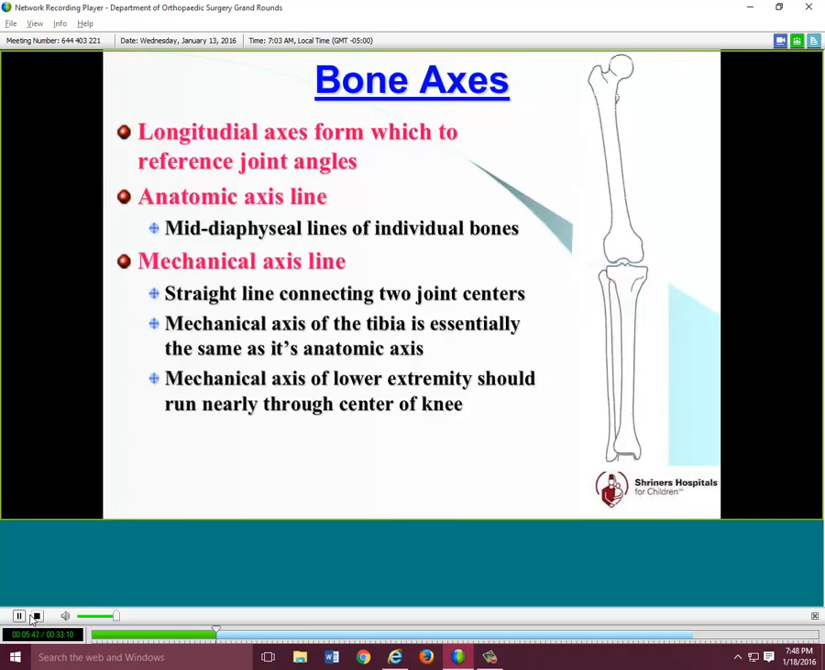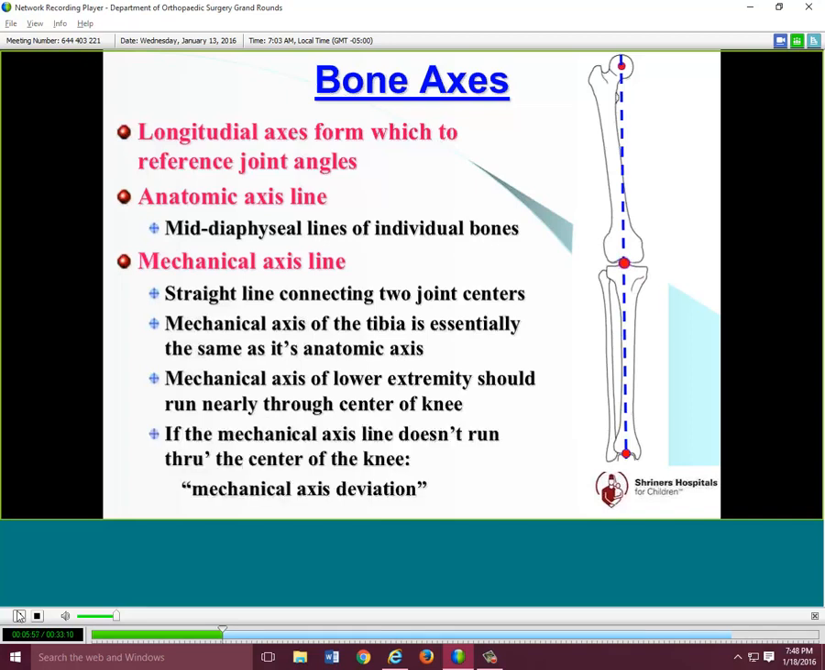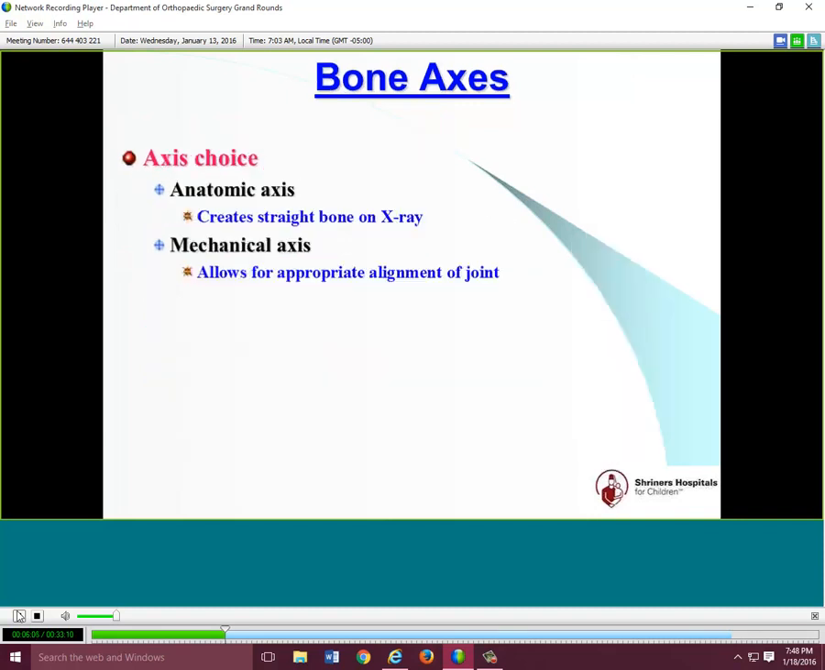The mechanical axis of the lower extremity, though, is very interesting because it actually goes from the middle of the femoral head to the middle of the ankle and should pass just about through the middle of the knee. So that's when you know you have a normal mechanical axis, when all three joints line up well. If the mechanical axis doesn't run through the middle of the knee, we call that a mechanical axis deviation. And then we'll talk about that a little bit more, of how to measure that and explain that. So when do you use the anatomic axis?